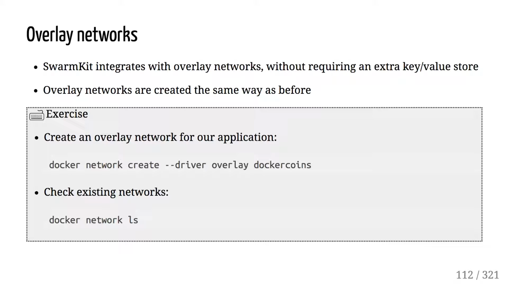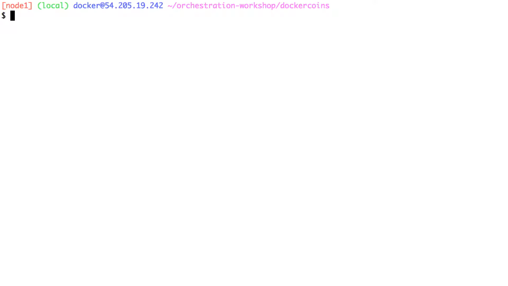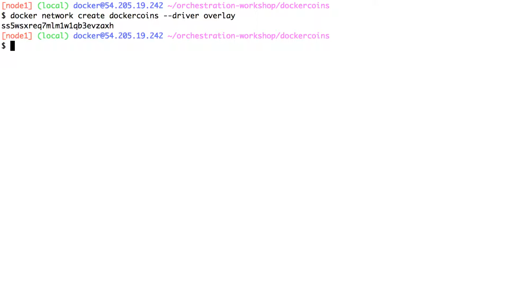So we are going to create one of those networks. Let's create our overlay network. Docker network create. I'm going to call it Docker coins, and I'm going to indicate --driver overlay. If I don't put --driver overlay, I'm going to get just a simple local Linux bridge, and that won't do for Swarm deployment. All right, that's it. My network is created.